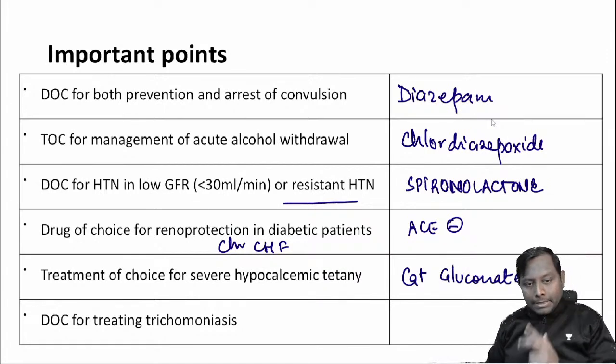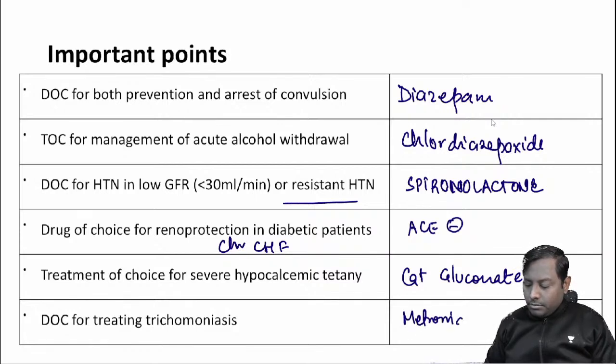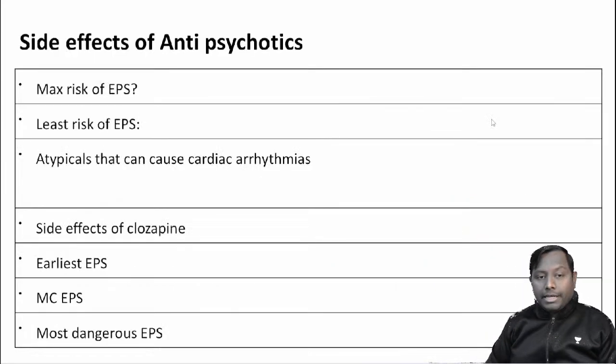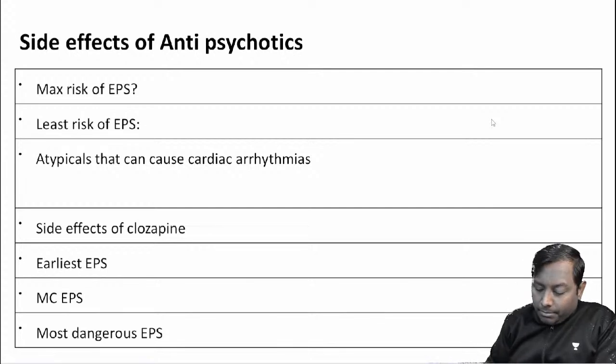For trichomoniasis, we will be using which kind of drug? That will be your metronidazole. It is also the drug that will be causing disulfiram-like reaction. Among the antipsychotics, maximum risk of extrapyramidal symptom, it is always and always associated with your typical antipsychotics. It will always be less than the atypical.